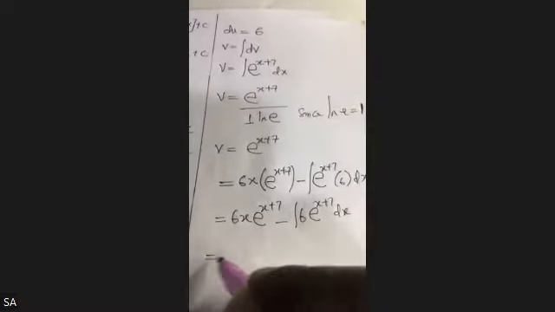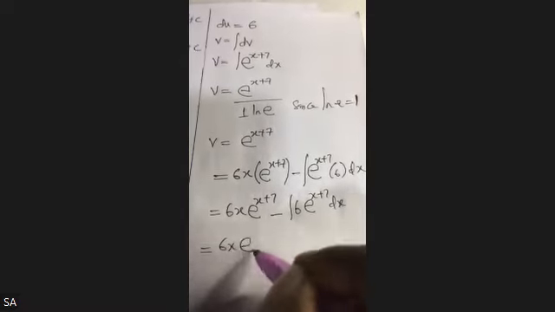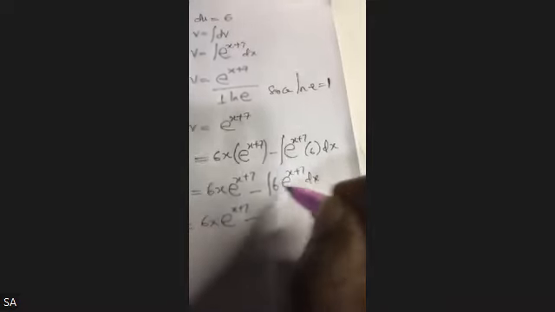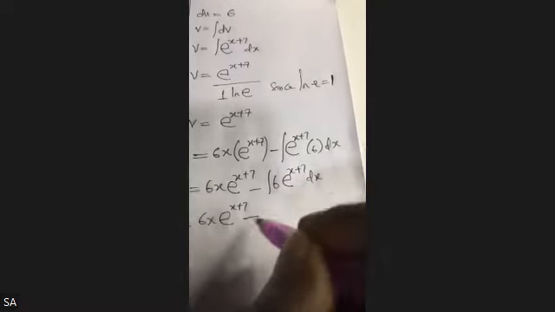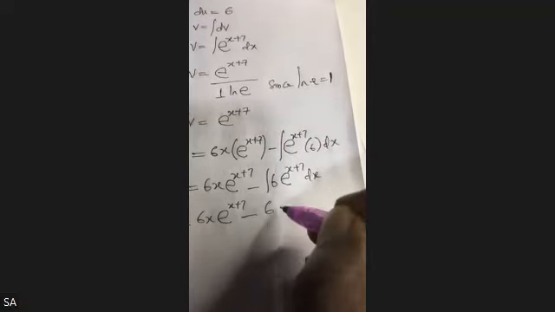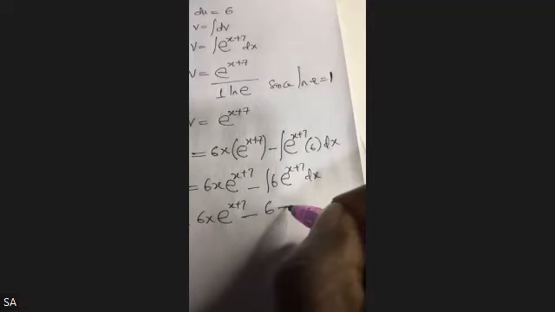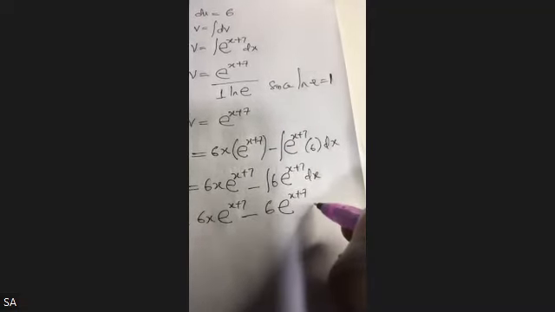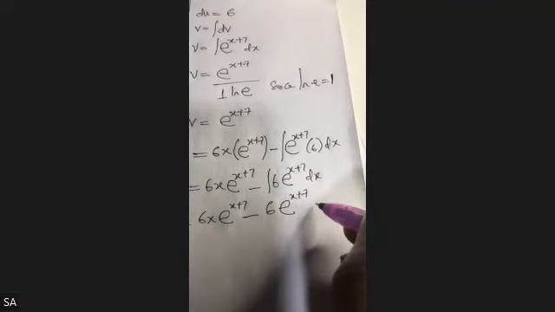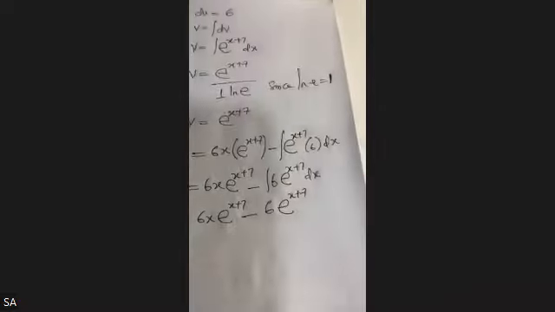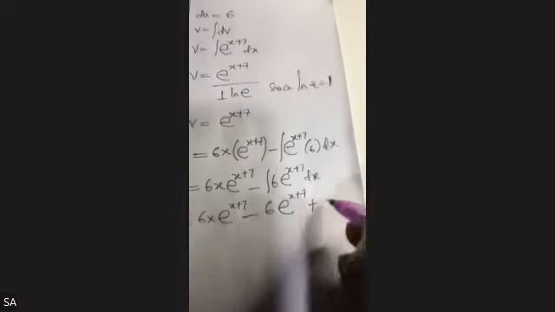So this gives 6x e raised power x plus 7 minus, now let's integrate this. Remember, if you integrate this, this will give us 6. This will also give us 6 into what? E raised power x plus 7, then plus c. Okay, so take note of this.